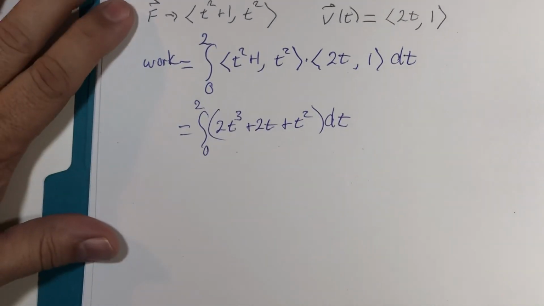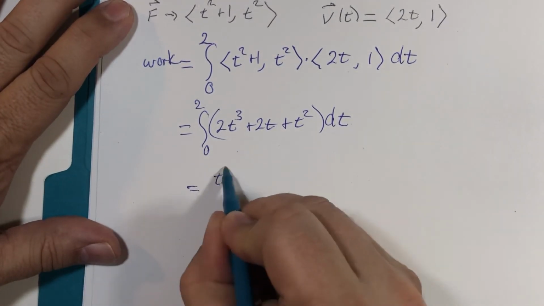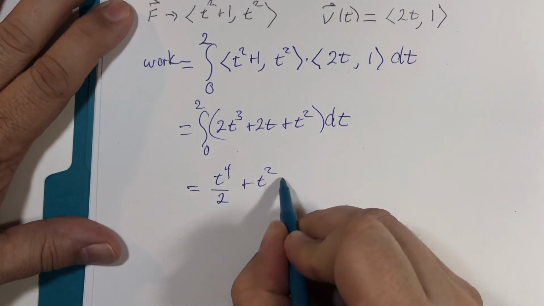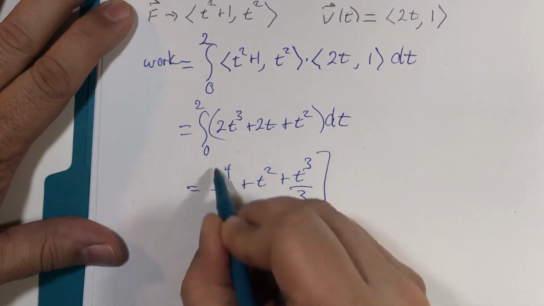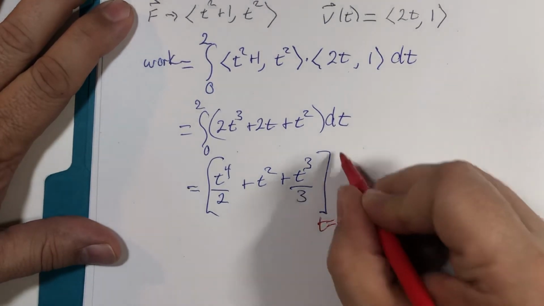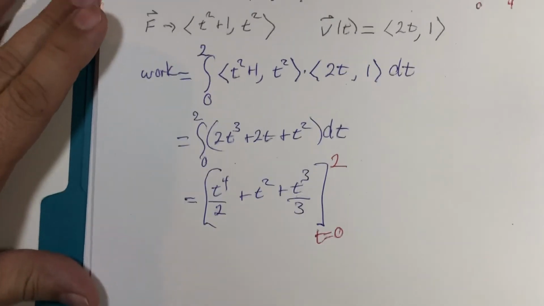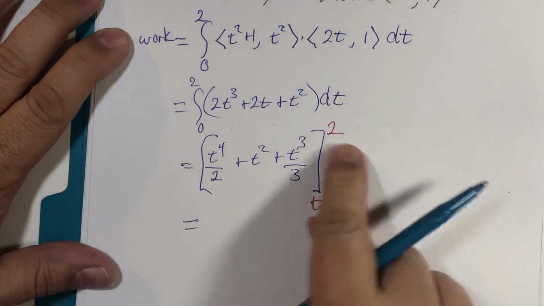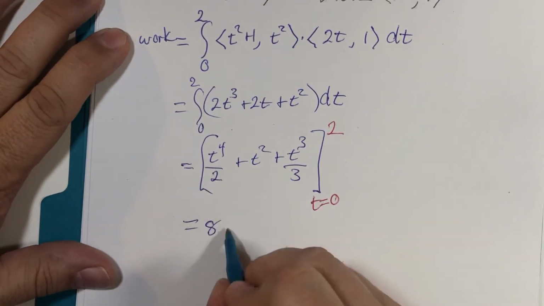And one quick little power rule later, 2t to the 4th over 4 is t to the 4th over 2, plus t squared, plus t to the 3rd divided by 3, where t is evaluated from 0 to 2. All right, do we have a little bit more to do some arithmetic? 16 divided by 2 is 8. 2 squared is 4.